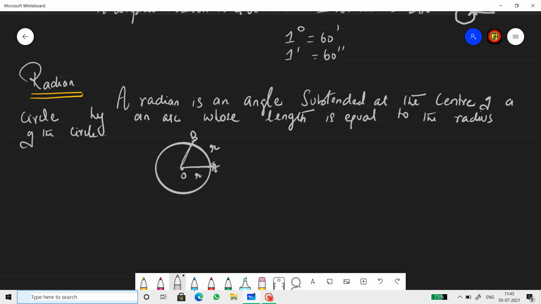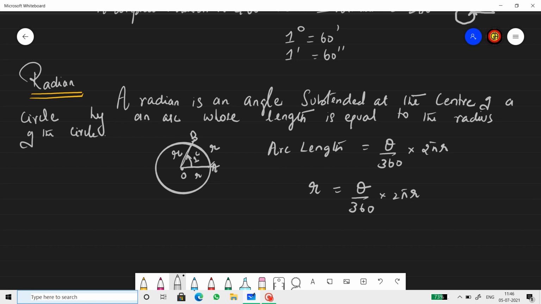Now, arc AB is of length r. OB is the radius, which is also r. OA is also a radius r. How do we find the arc length of a circle? Arc length is equal to theta by 360 into 2 pi r. Now here the arc length is r. So r equals theta by 360 into 2 pi r. Now let's assume, since everything is r, consider this as 1 radian.